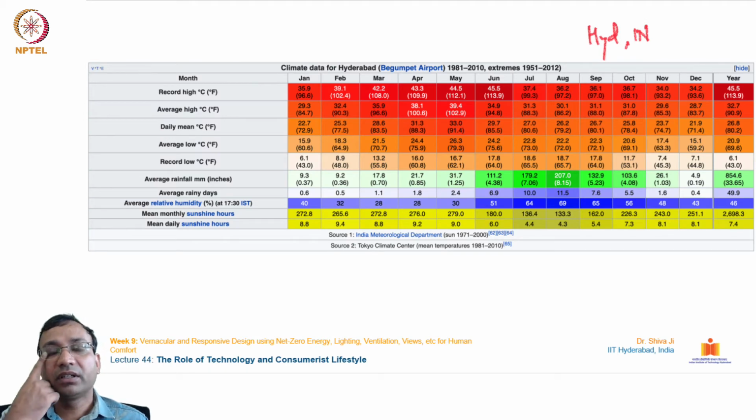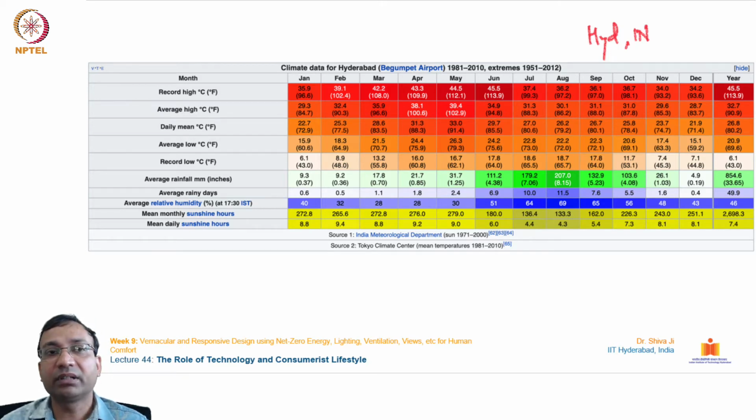If you see a typical climate chart for any city, this is an example I have taken from the city of Hyderabad in India. In this chart you can see the average daily mean temperature in centigrade. You can see the average high in the different months, and the record high which has happened. This data is from 1981 till 2010, and then the average low in centigrade and the record low.